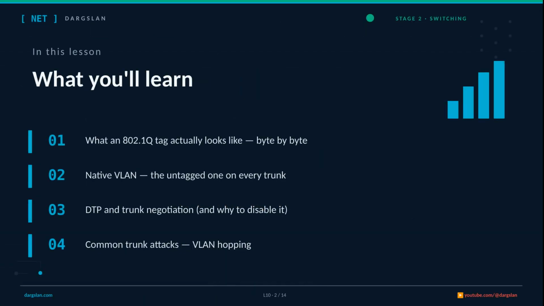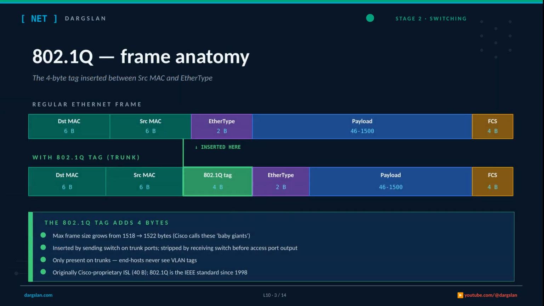Here's the roadmap for the next few minutes. We'll start by cracking open an 802.1q tag and looking at it byte by byte so you can see exactly what gets inserted into a frame. From there, we'll talk about the native VLAN, the one VLAN on every trunk that travels untagged, and why that detail matters. Then we'll cover DTP, Cisco's dynamic trunking protocol, and why most engineers turn it off. And finally, we'll connect all of that to a real attack, VLAN hopping. So let's start by cracking open a frame.